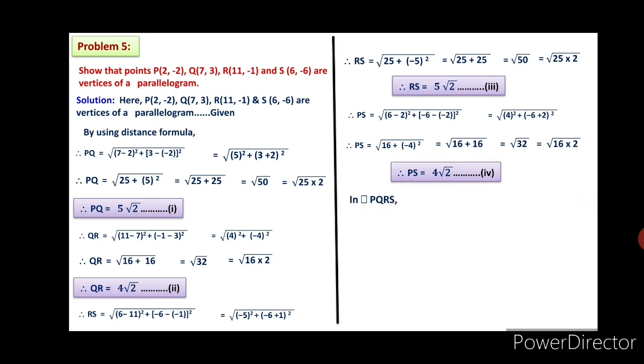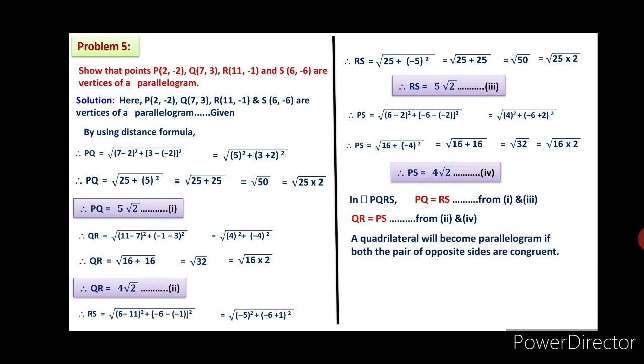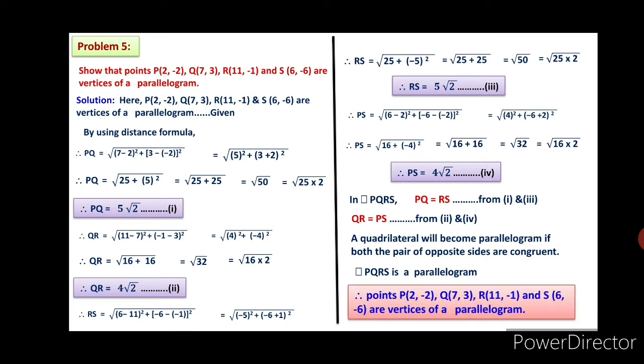So now in quadrilateral PQRS, since there are 4 vertices, you are getting PQ is equal to RS from statements 1 and 3, and you are getting QR is equal to PS from statements 2 and 4. Therefore, a quadrilateral will become a parallelogram if both pairs of opposite sides are equal. Here you can see that the red colored segments are opposite sides of the quadrilateral and those are congruent. Therefore, the given quadrilateral is a parallelogram. As this quadrilateral PQRS is a parallelogram, you can write that points P, Q, R, S are the vertices of a parallelogram.